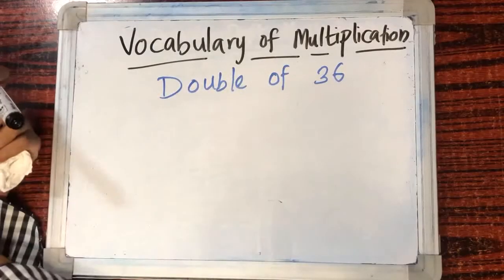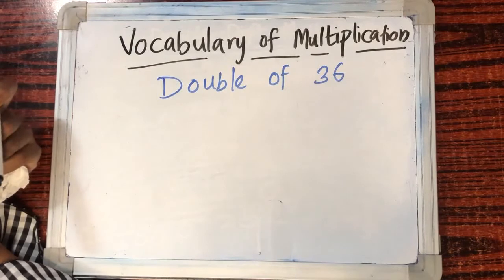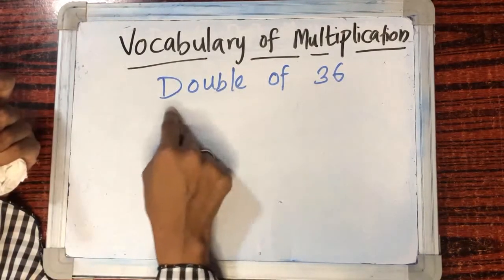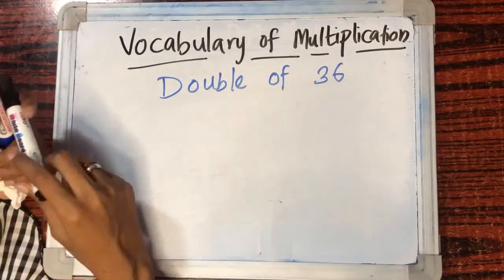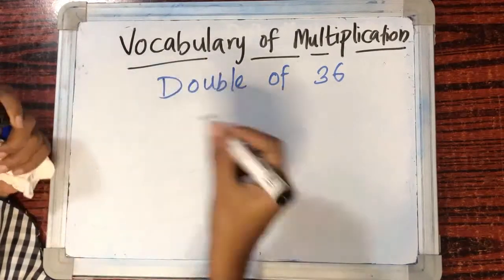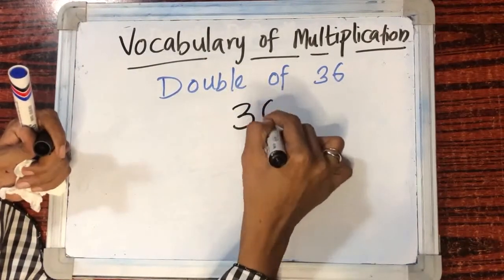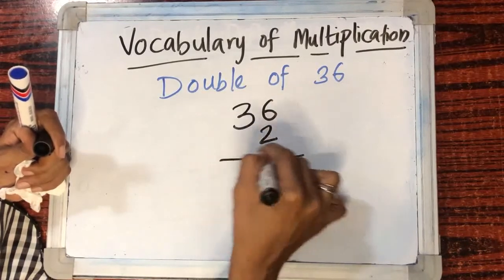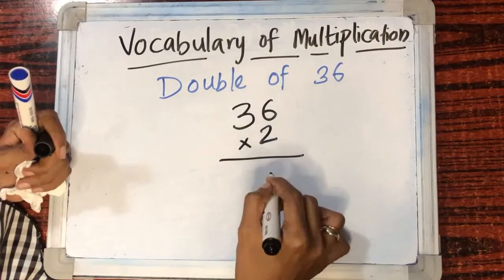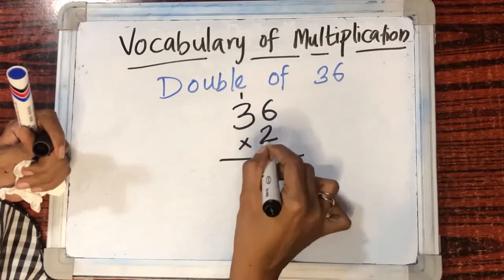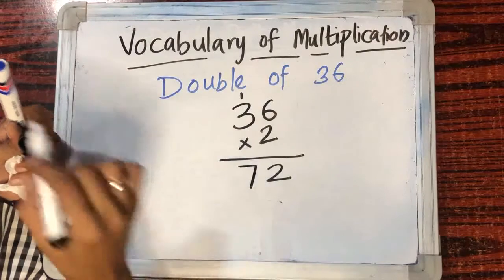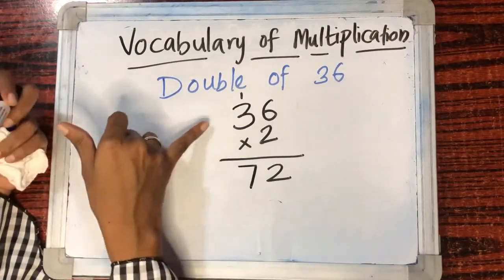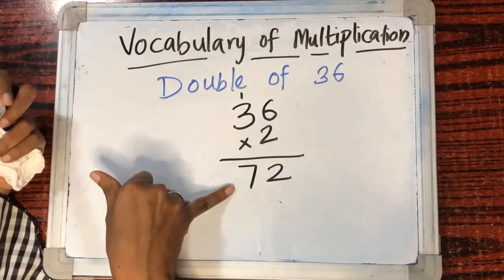This time the question is double of 36. In our previous lesson even we have learned that if it is double of something, it means that it is multiplied by 2. So we need to multiply 36 by 2. 36 times 2. 2 times 6, 12. 2 times 3, 6 plus 1, 7. So double of 36 is 72.